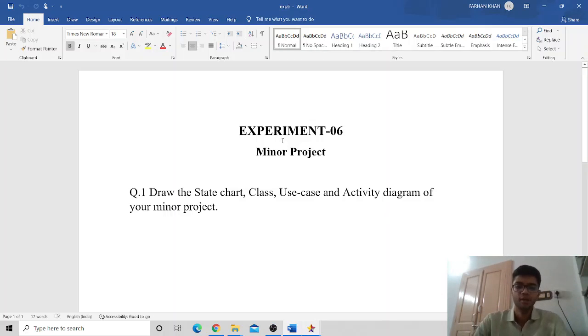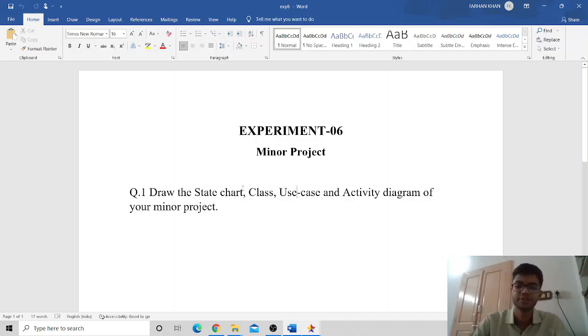Okay. Hello everyone. My name is Farhan, and today I am discussing the state chart diagram, class diagram, use case diagram, and activity diagram of my minor project.